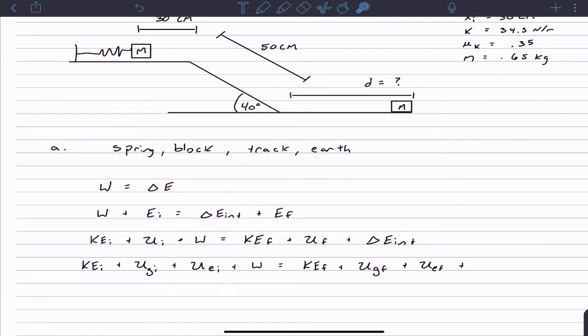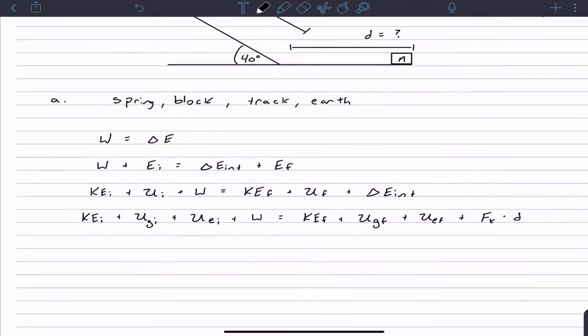I mean, since this is some sort of work being done, it's actually the frictional force times the distance that is traveled. That gives you a change in energy. So that's going to be the frictional force times the distance. We'll call it D, because we're going to end up using this down here. Okay, so that's the general theorem.